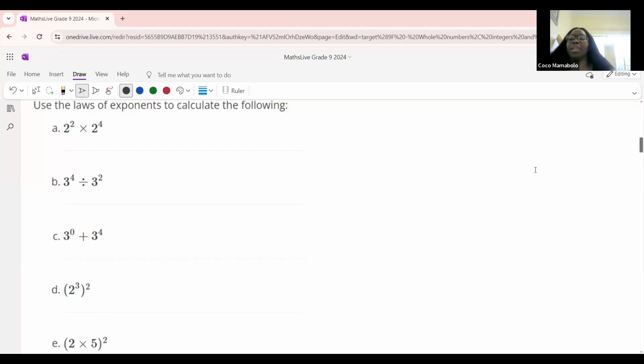All right, that's time. Let's have a look at some of these answers. Okay, let's start with the first one over here. This one is quite nice and easy. I've got 2 squared times 2 to the power 4. Now, I'm going to note here that I have like bases. I've got a 2 there and a 2 there. When I have like bases being multiplied, I'm going to keep my base, and I'm going to add my exponents. 2 plus 4 will give us 2 to the power 6.